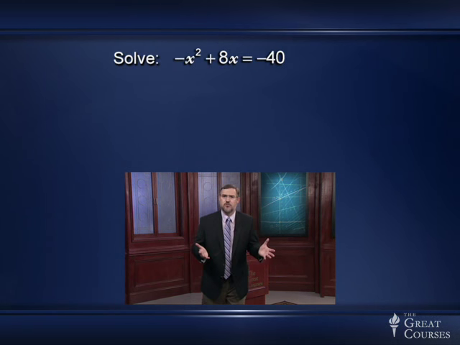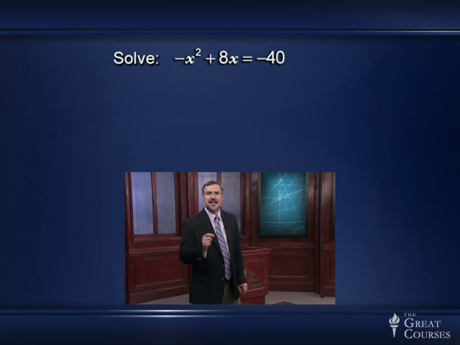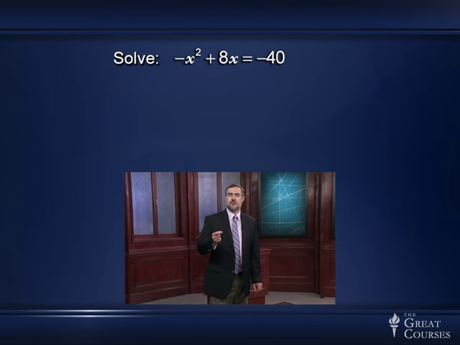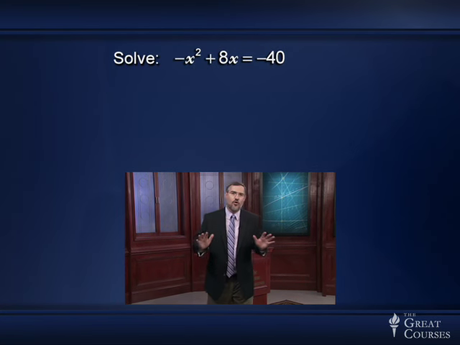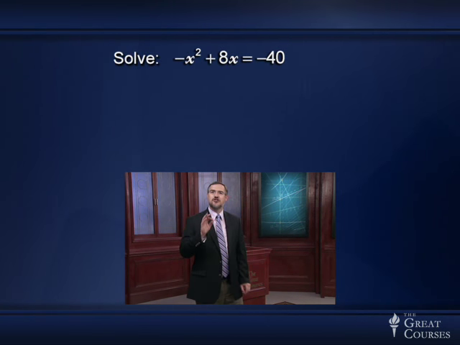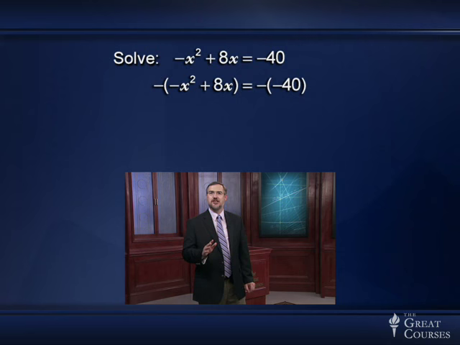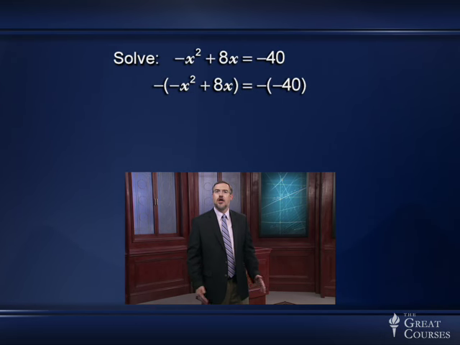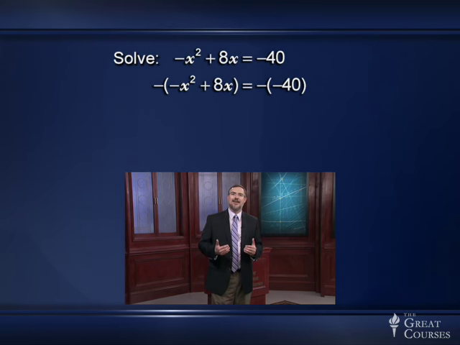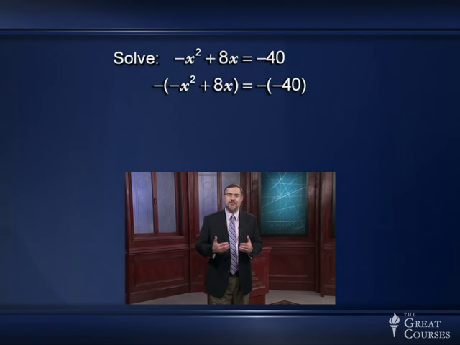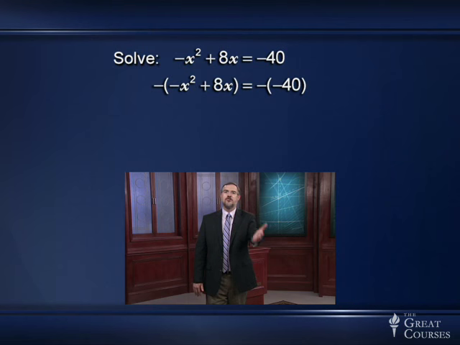Okay, so what's the twist? Well, notice that I've put a negative sign in front of the x squared term. Oh no, what do we do? Do we just stop? Maybe we should just quit. No, don't do that. Why don't you start by multiplying both sides of the equation by negative 1? If you multiply both sides by negative 1, then whatever equation you end up with will actually have the same solutions as the one you started with.